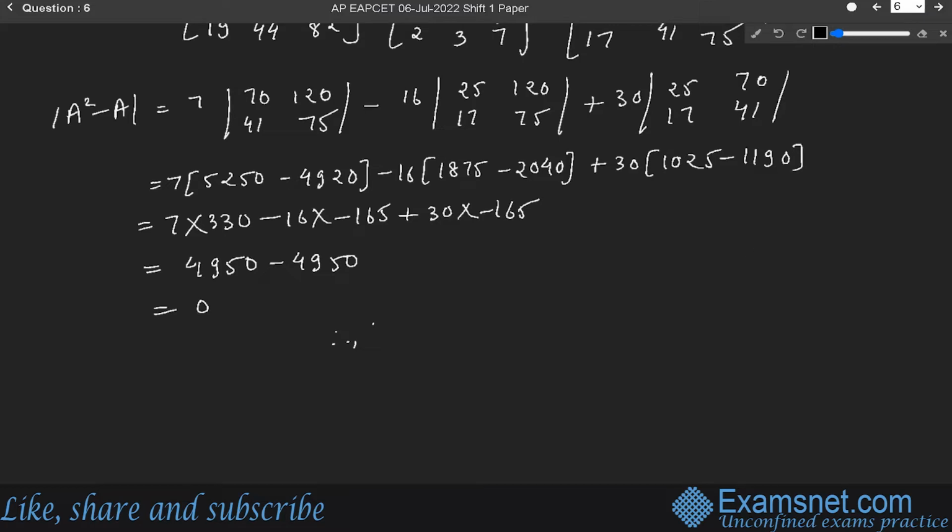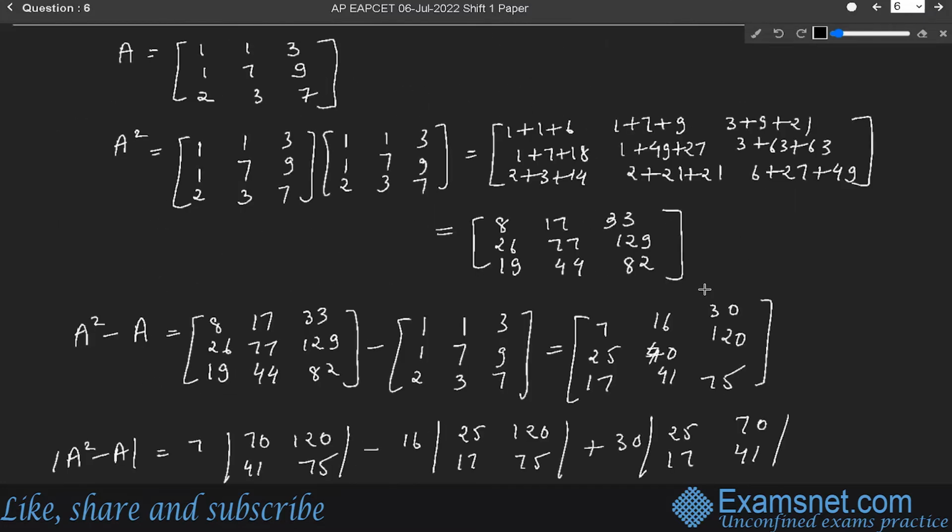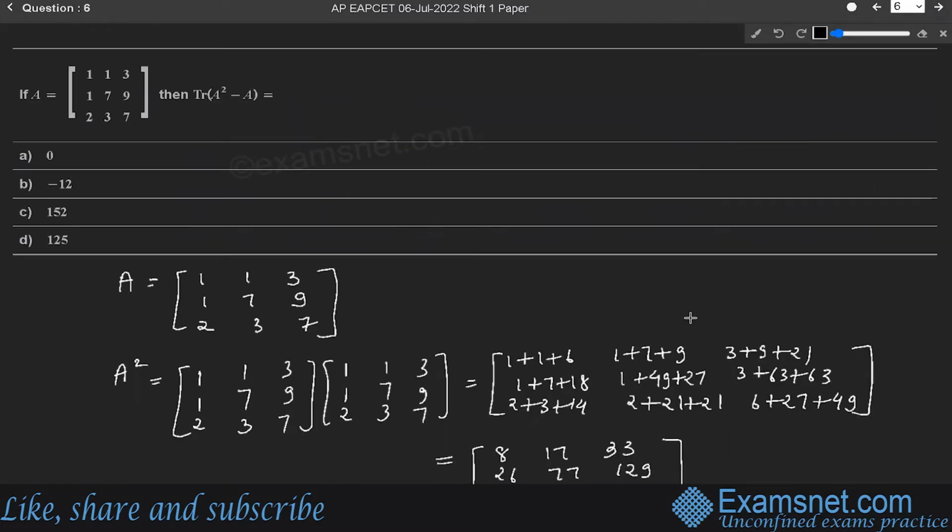Therefore, the transpose of A square minus A will be equal to 152. So we can say that the correct option will be 152 because it is also divisible by 2 and it is a positive number. So we can say that option number C is the correct option.